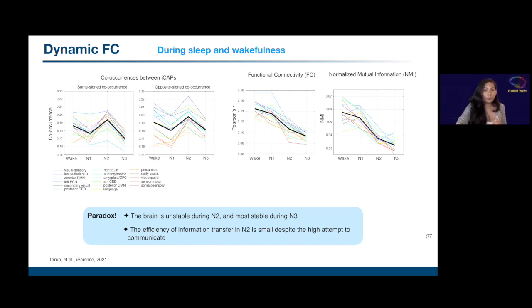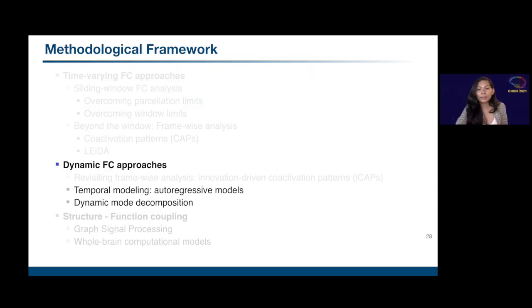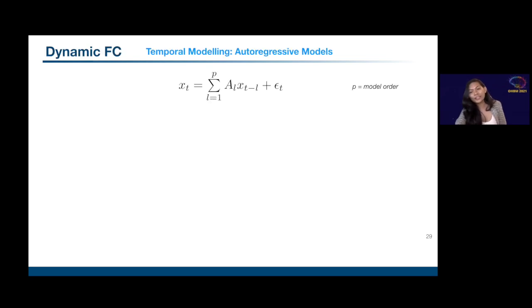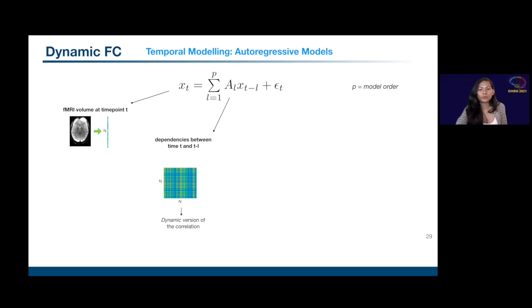Now, regarding temporal modeling, one of the most prominent methods that overcome the memoryless limitation of static functional connectivity are autoregressive models. In autoregressive models, we model the fMRI volume at time t as a linear combination of signals from p previous time points. The p here is the model order that we use. The matrix A is a matrix of coefficients given by the dependencies between signals from time t and previous time points. And of course, E here is the independent zero-mean Gaussian noise.